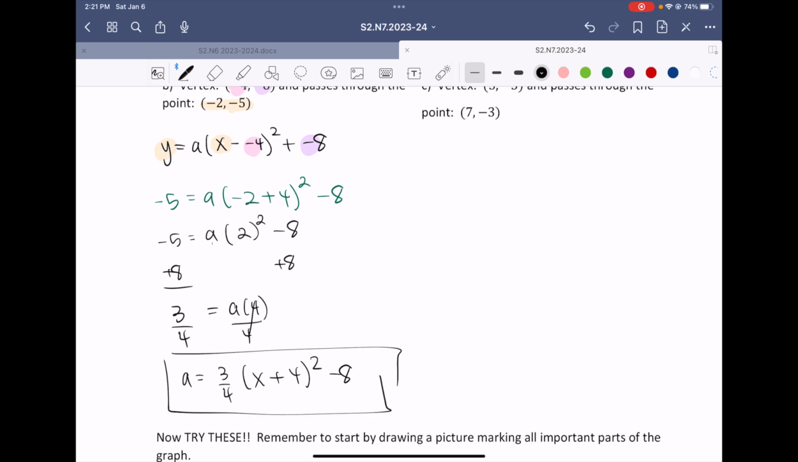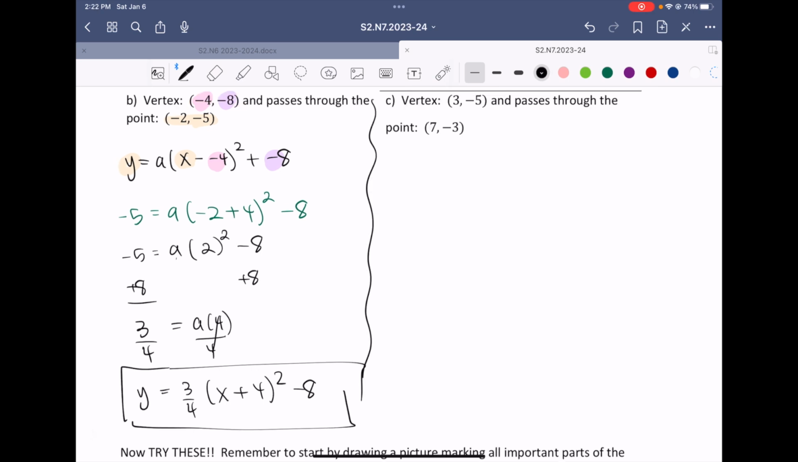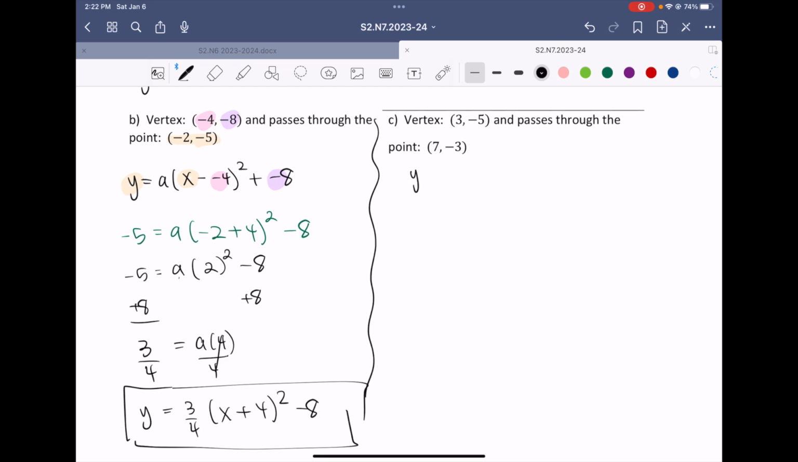Not a equals. Goodness gracious. It's supposed to be a y equals. Okay, vertex is 3, -5. Plug in what we know. Y equals a times x minus 3 squared plus k. There we go. Now it passes through this extra point 7, -3, so take a second, plug that in.